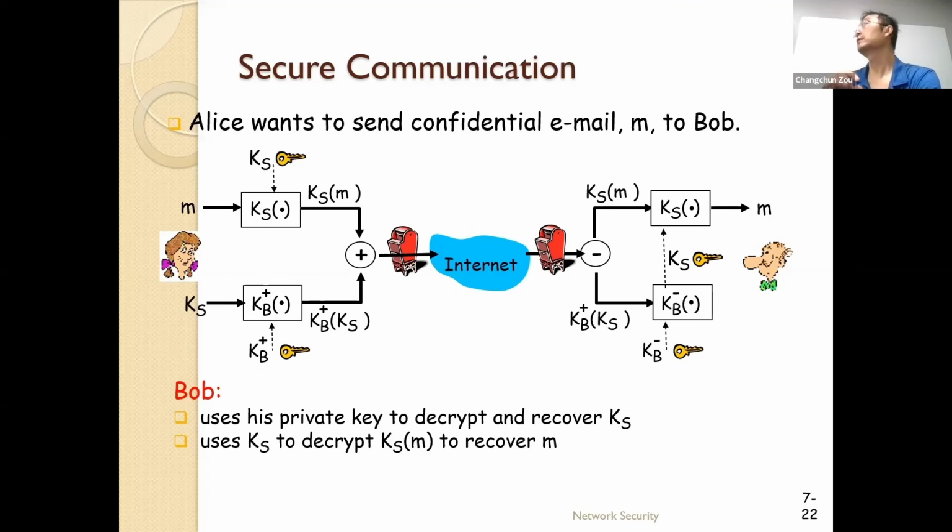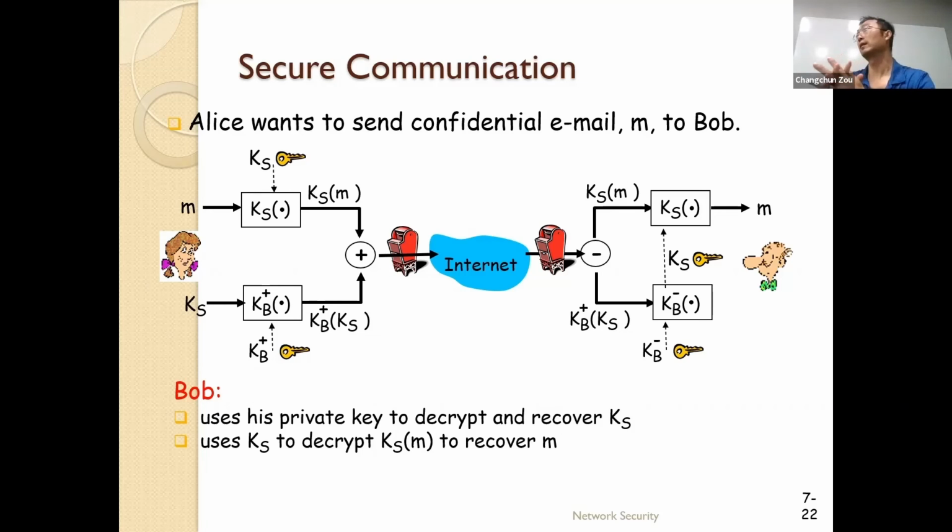Any questions here? So I want you to know that there are two keys used. Each key is in charge of what functionality. Yeah, what is the difference between this KS and the KAB that was on this beforehand?